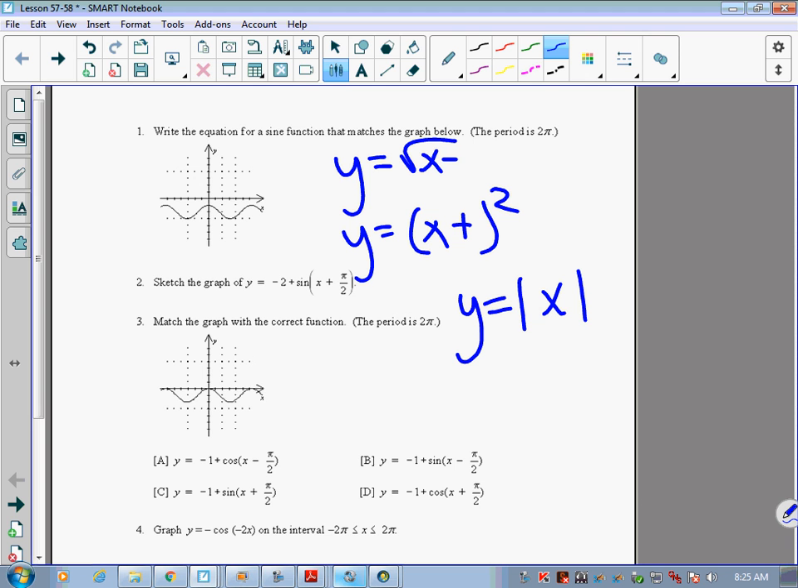You might be able to. His question was whether or not you can graph a sinusoid function. Yeah, you should be able to.